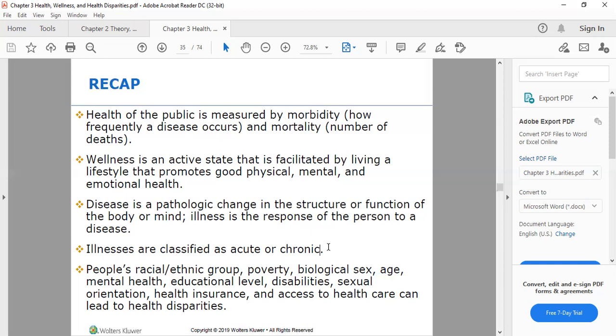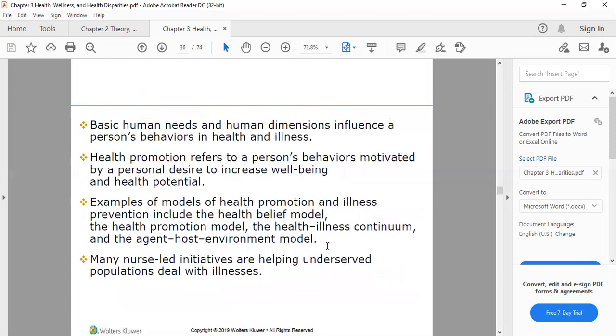Several factors, okay, can lead to healthcare disparities. So you already know sexual orientation, disabilities, educational level, mental health, age, race, ethnicity, poverty, and biological sex. Our basic human needs and human dimensions will influence how we respond to health and illness.